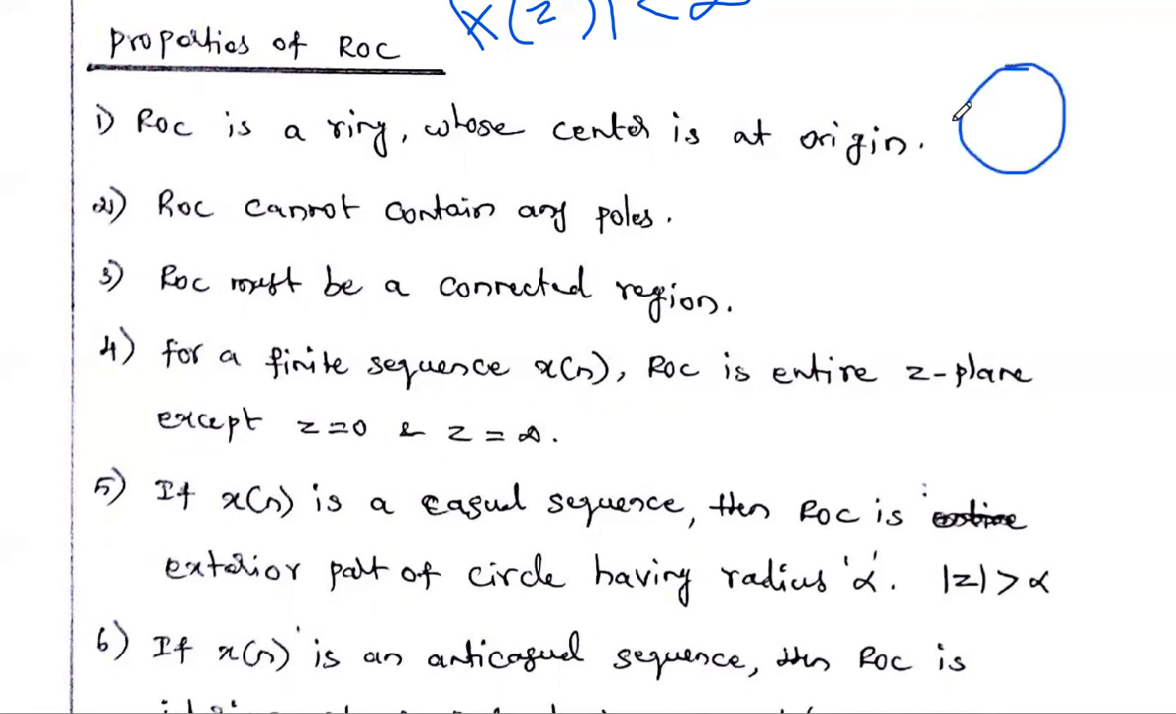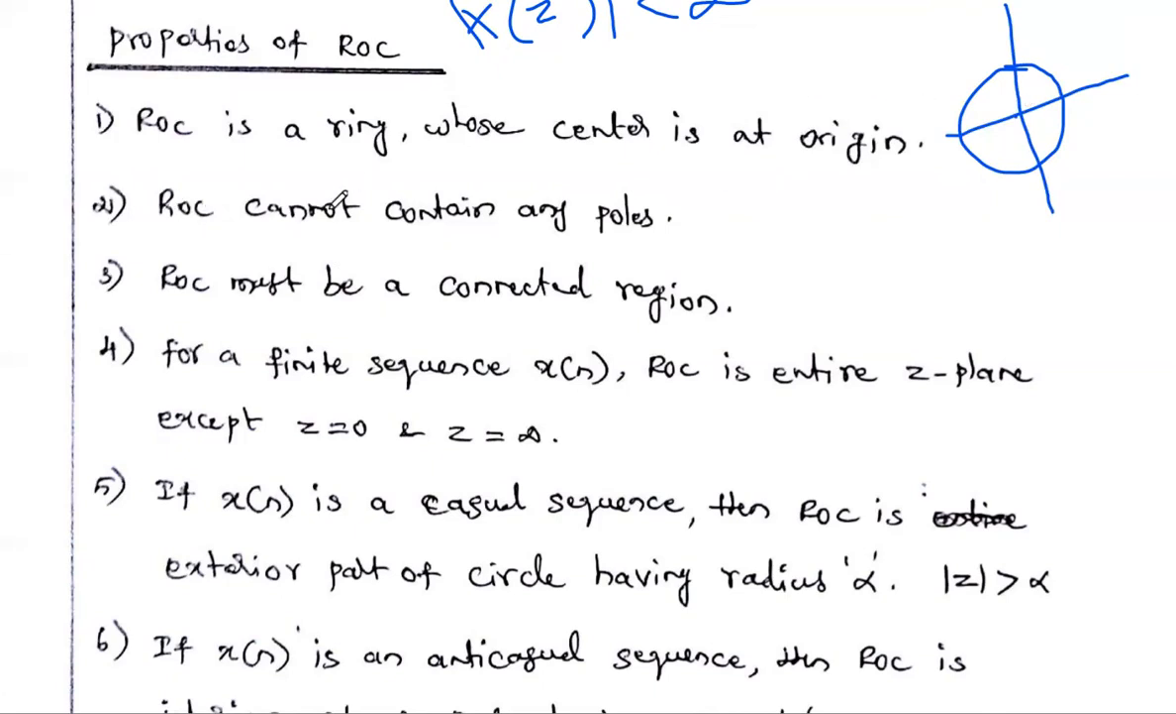Here the ROC is a circle whose center is at the origin. The center point is always the origin. This is the x-axis, the real of z, and along the y-axis we take the imaginary of z. So always the ROC is a ring, a circle whose center is the origin. This is one of the properties.